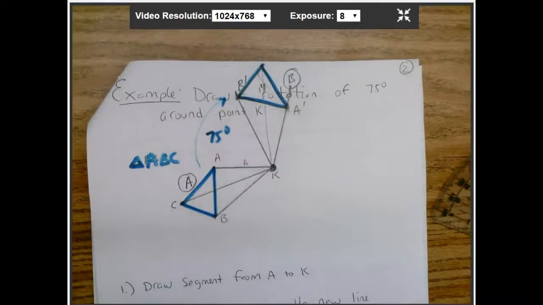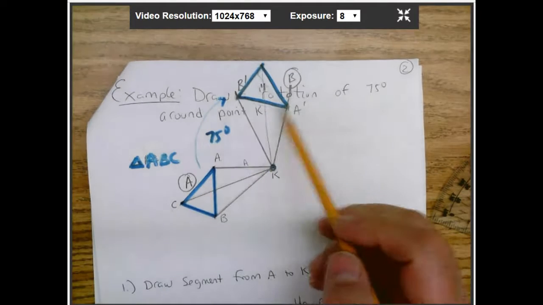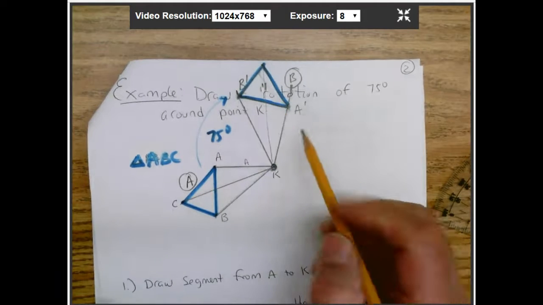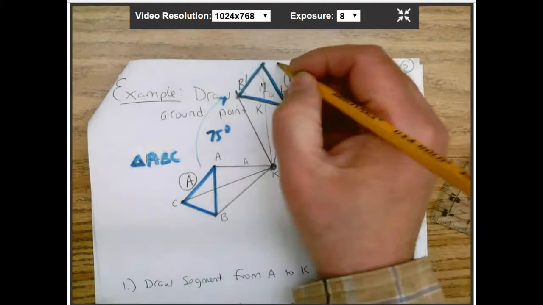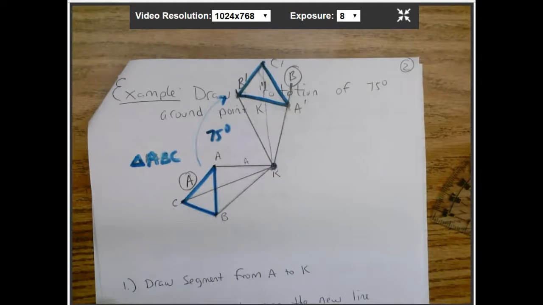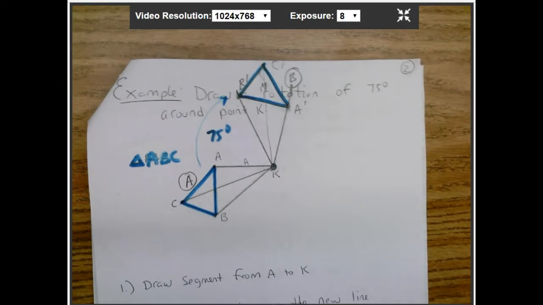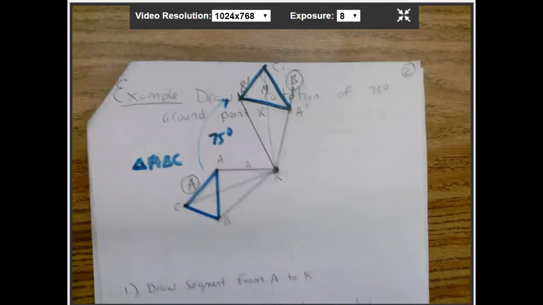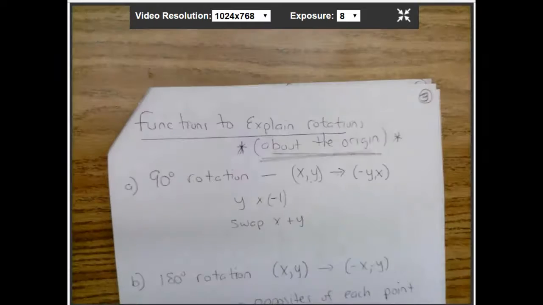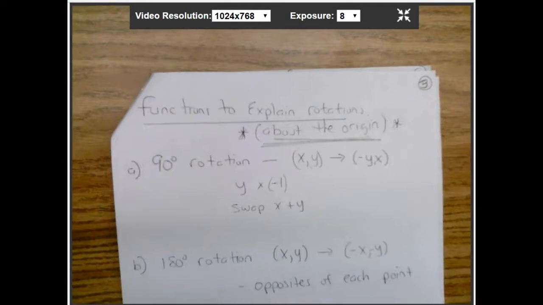Once you have the points in there, you form the new shape, and this is A prime, B prime, C prime, like that. That's an example of just drawing it out by hand. You can measure it, put in the angle, draw the new points, and form the new shape. That's just a drawing, but there are also functions to help explain rotations as well.